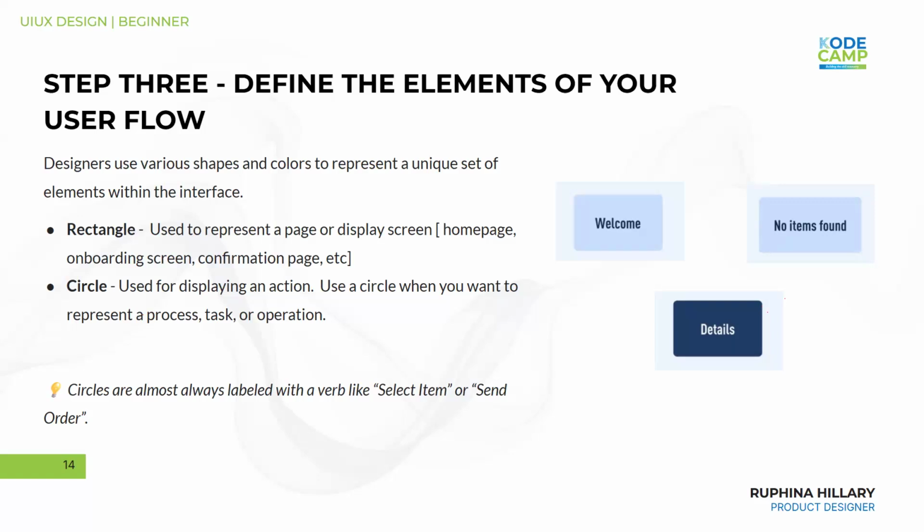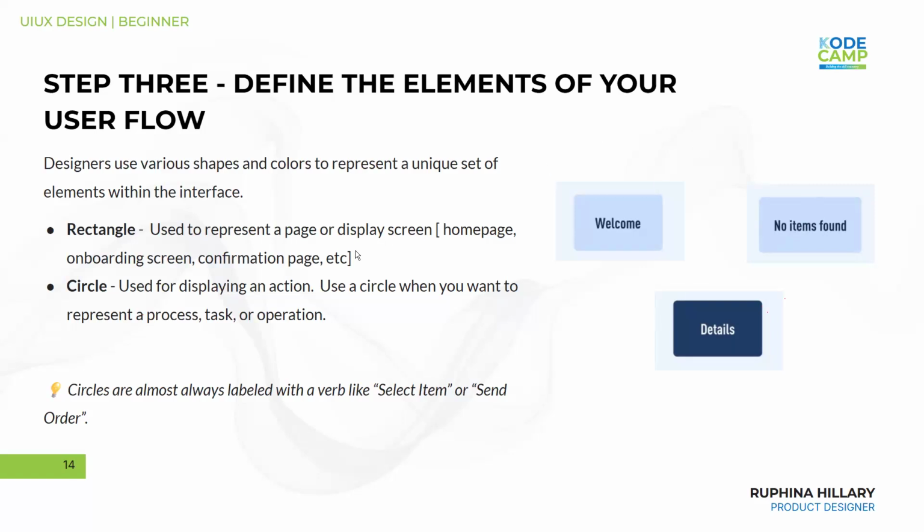So designers commonly use various shapes or colors to represent a unique set of elements within the interface. We use the rectangle to represent a page or a display screen. So like the picture here, just a page. This is probably the welcome page. This is the details page. This is the no items found page. Probably you have searched for an item on the platform and no item has been found. Then use a rectangle to depict that this part of my user flow, I'm talking about a page. If you see a rectangle on the user flow, just know that it's a page, a screen that we're talking about.